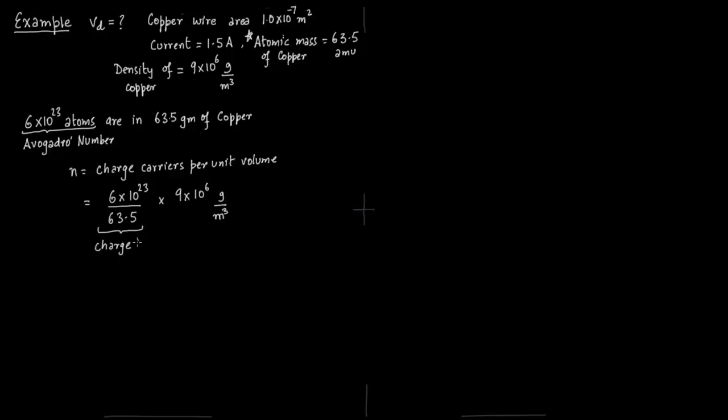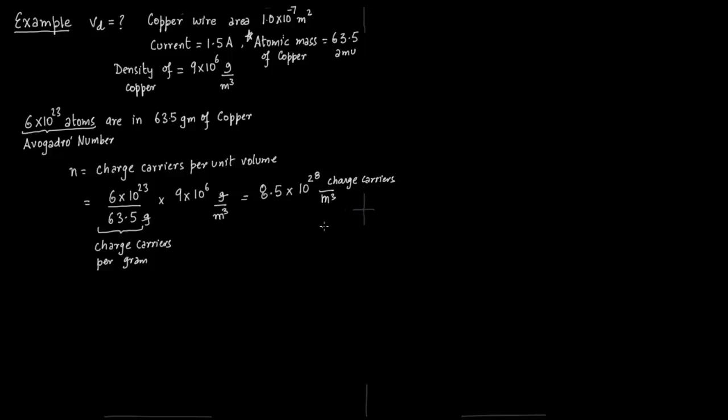So this is charge carriers per gram. So g and g cancel out. So you get charge carriers per meter cube. This is equal to 8.5 times 10 to the power of 28 charge carriers per meter cube. Since this is a copper wire, the charge carriers are nothing but electrons. In case of charged gases, this could be charged molecules.